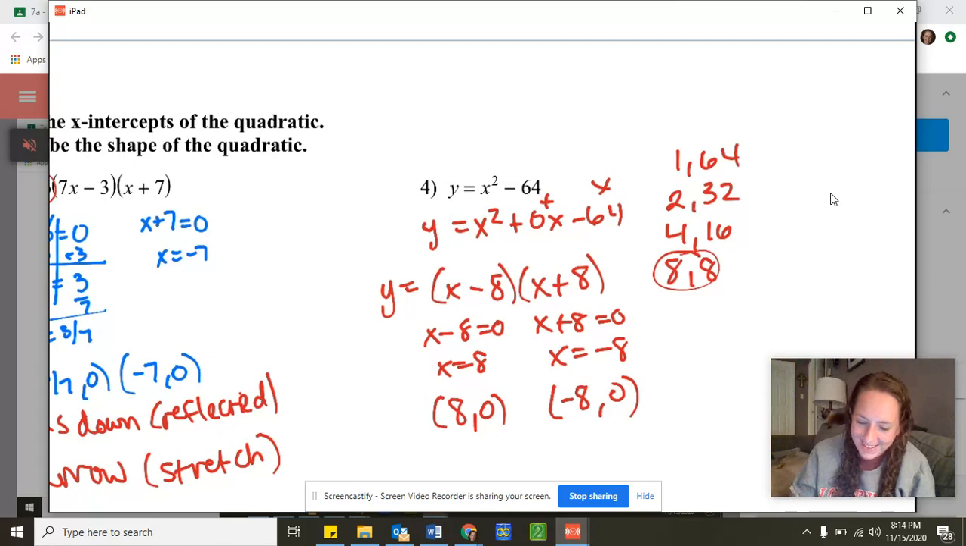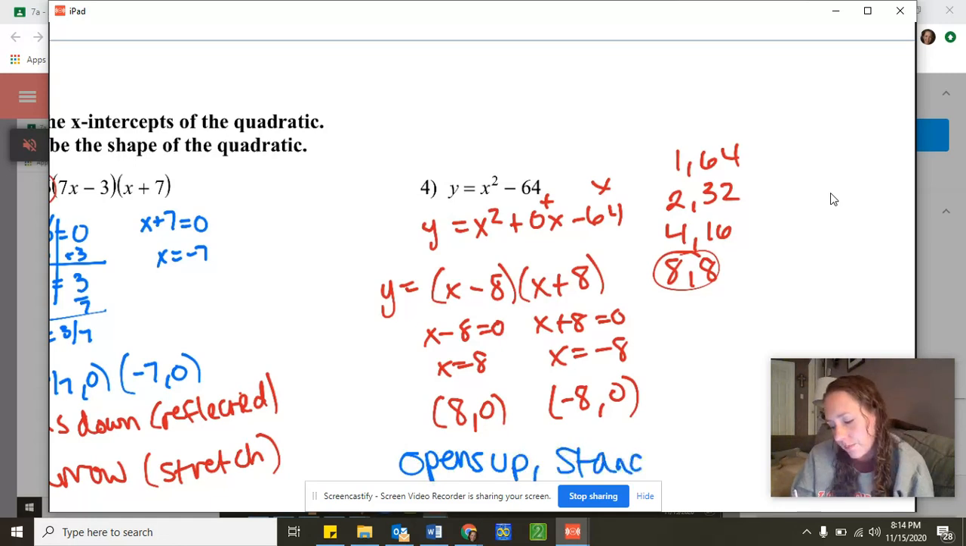Anyway, as far as the shape of this quadratic, a is just 1, so it's pretty standard. It opens up and is the standard size.